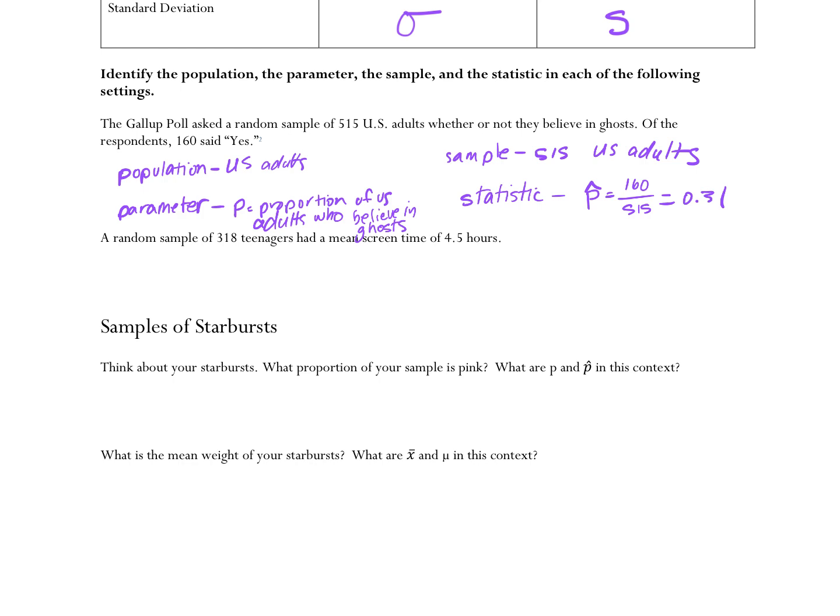All right. In a random sample of 318 teenagers, the mean screen time was 4.5 hours. Okay. So what's my population in this case? And my sample is the 318. What am I trying to estimate?